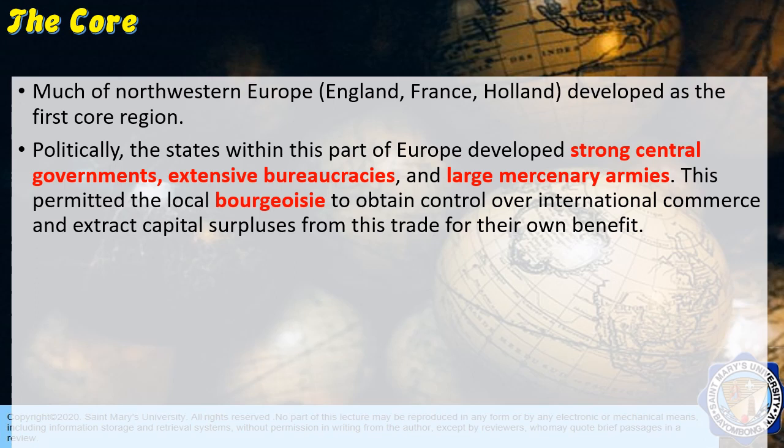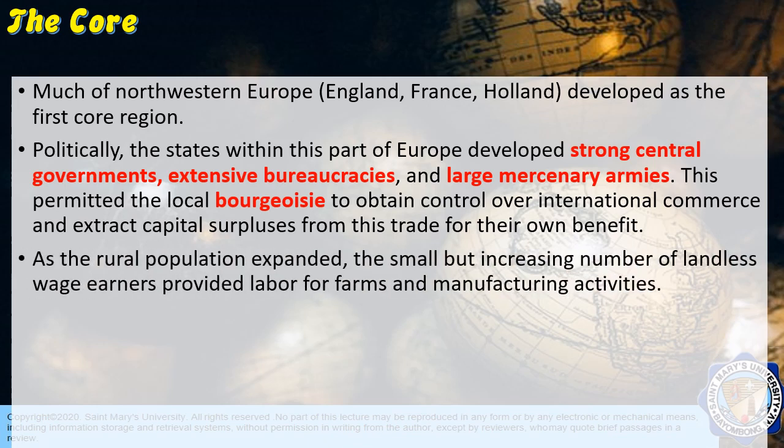So looking into this description about the core, we can assume that they are actually the most powerful countries in Europe. So this permitted the local bourgeoisie to obtain control over the international commerce and extract capital surpluses from the trade for their own benefit. Okay, so as the rural population expanded, the small but increasing number of landless wage earners provided labor for farms and manufacturing activities.